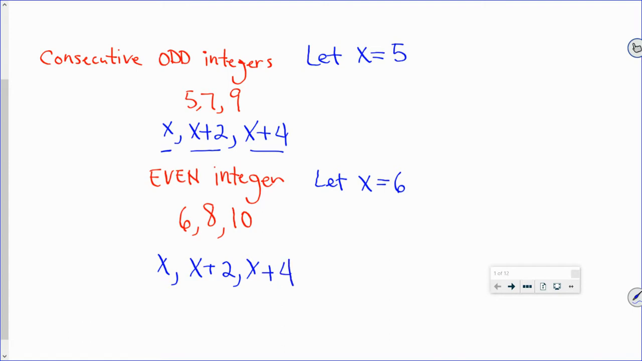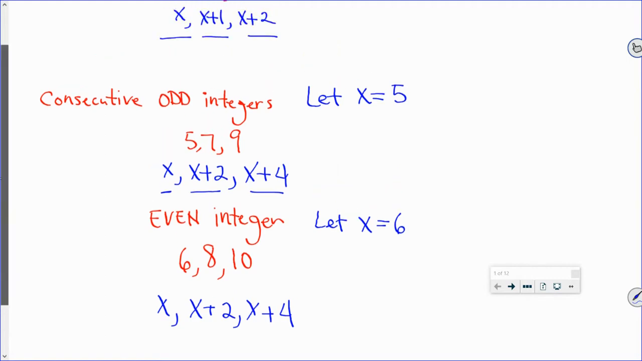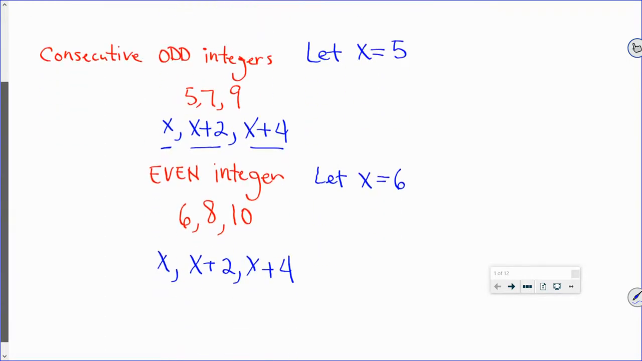Here's the thing. When I'm talking about consecutive integers, if I start with an odd one, the next odd integer is 2 away. If I start with an even integer, the next even integer is still 2 away. So really, there's only 2 ways we're going to look at these expressions. We'll either say, well, it's odd, x plus 2, x plus 4, or it's even, x plus 2, x plus 4. Both of those will look the same, or they're just going to be consecutive integers. So that's kind of important information for the type of problems we're going to look at.